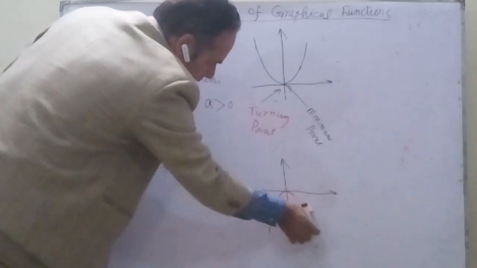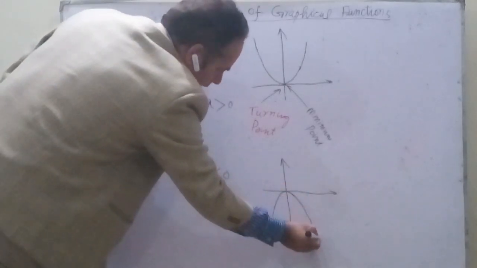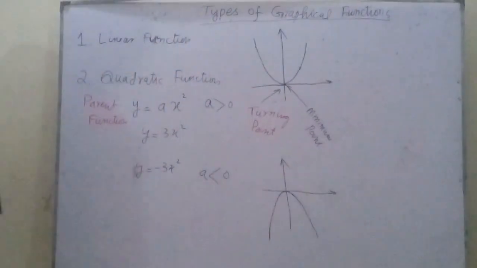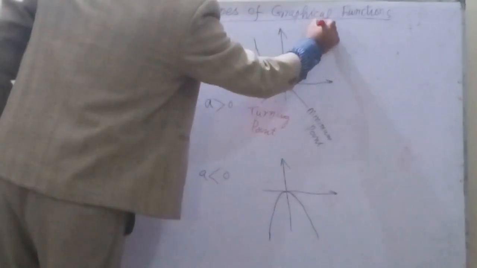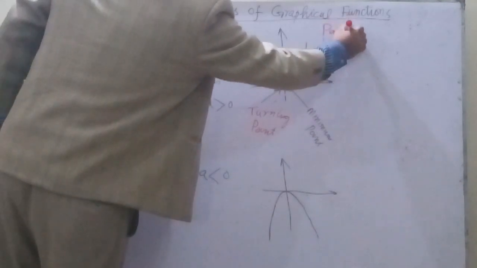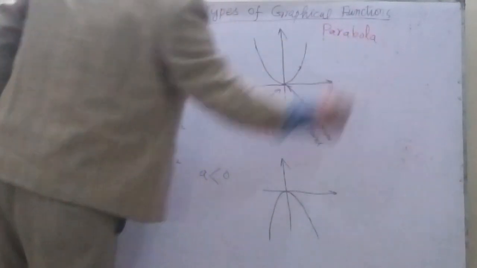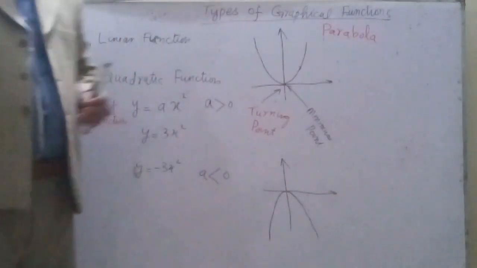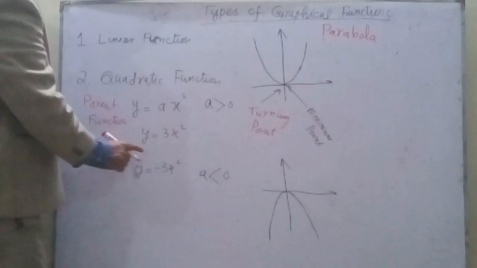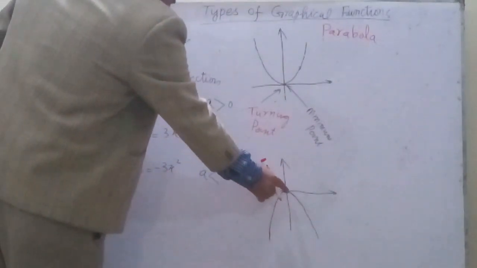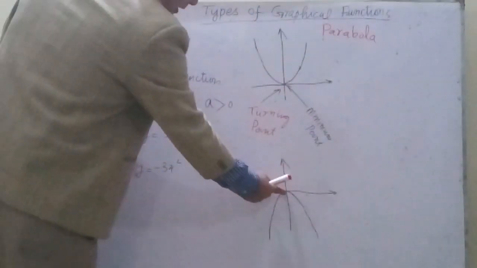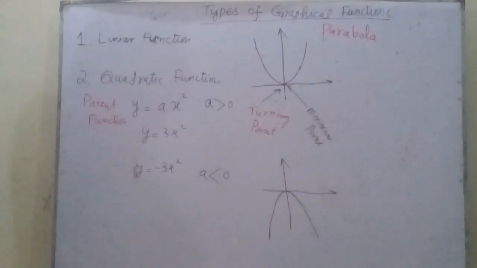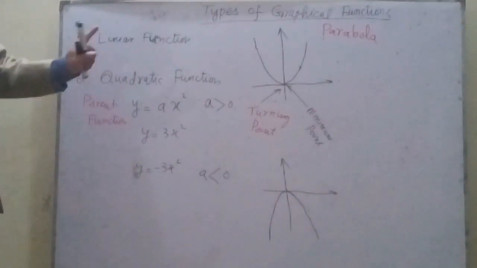Let me draw it again. This is a downward U-shaped graph. It looks like a U, but actually in mathematics we call this graph a parabola. This is an upward parabola, this is a downward parabola. Again, just keep in mind, the turning point is touching the origin of the coordinate system, and here this turning point is the maximum point. So this is the parent function of the quadratic.